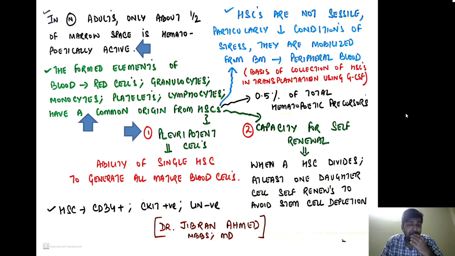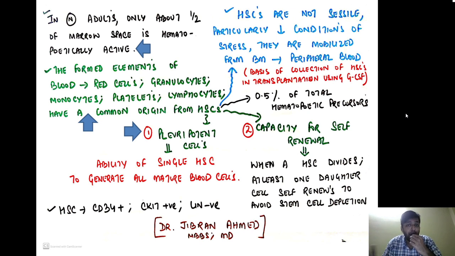Now these hematopoietic stem cells have very important properties. 2 very important properties are there. Number 1, they are pluripotent in nature. Now, what is the meaning of pluripotent? Pluripotent means the ability of a single hematopoietic stem cell to generate all the mature blood cells. So a single hematopoietic stem cell gives rise to all the cells, whether it be your myeloid series or your lymphoid series.